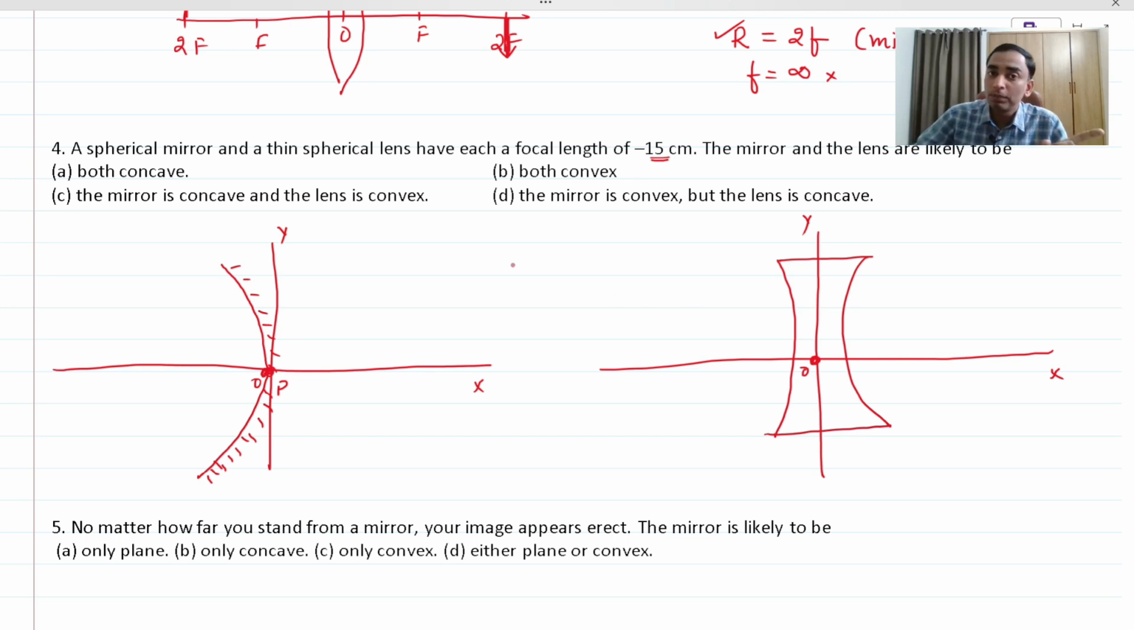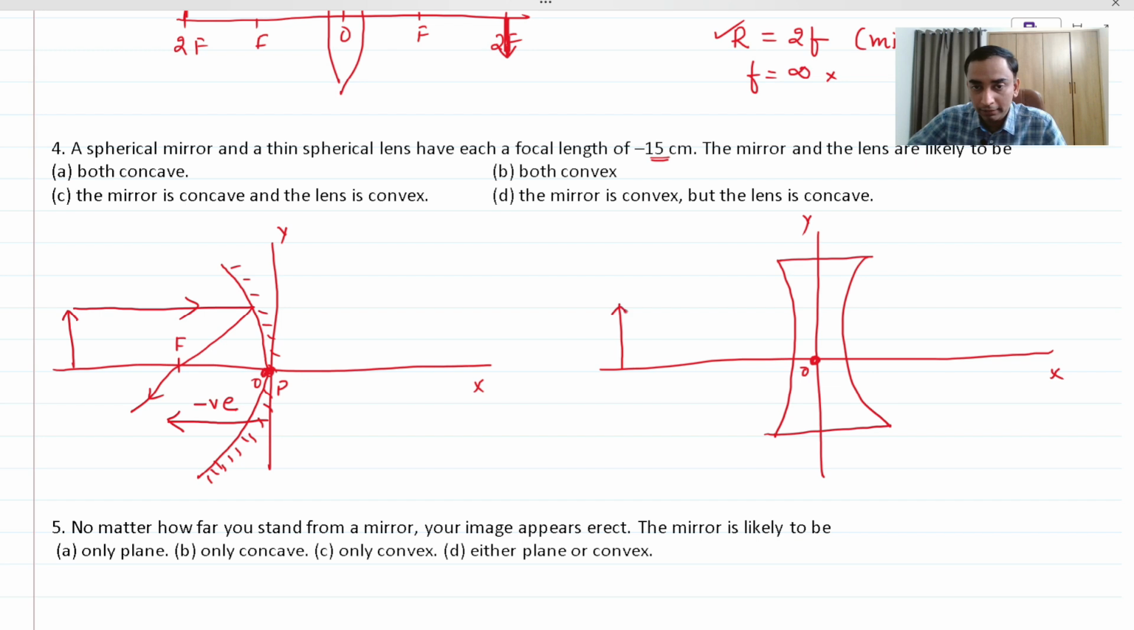Now you know that the objects are always on the left hand side. So if I keep the object here, you will see that the ray will come parallel, and after hitting, it will pass through the focus. So here is your focus, and you can see that the focus is on the left hand side of the origin. That means the distance from the pole to the focus will be negative. So the focal length of a concave mirror is negative.